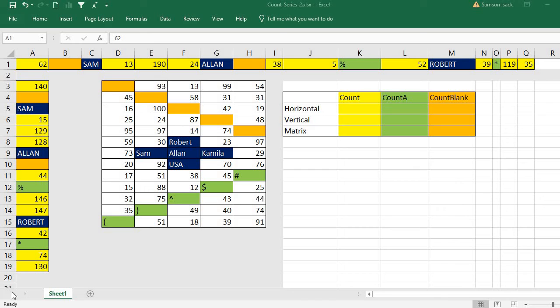Hi, welcome. Now we are going to learn the three functions Count, CountA, and CountBlank. Okay, and what is the difference between them?